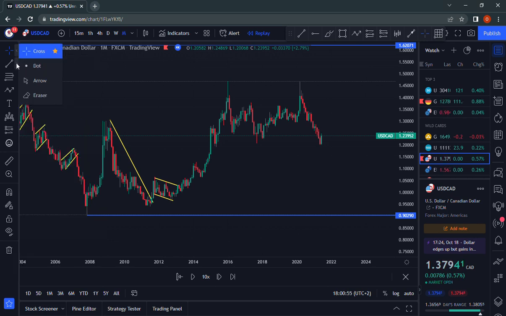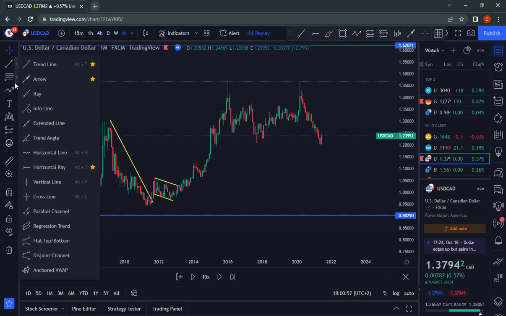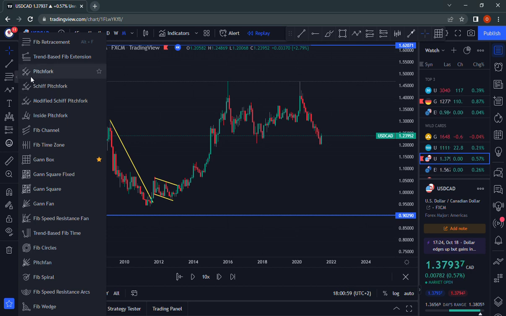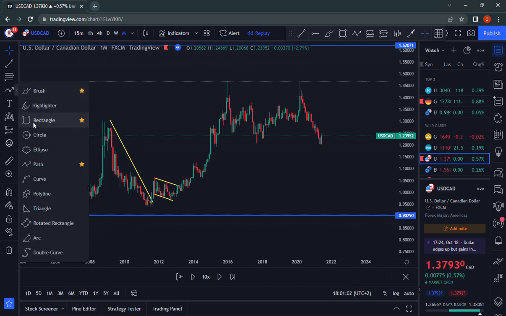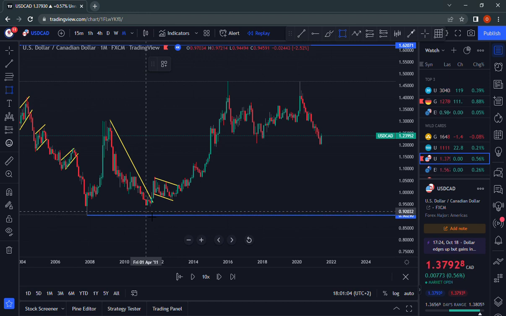Where is that? I'm looking for it. I haven't used that tool in a very, very long time. I don't even know where the rectangle is. Okay.